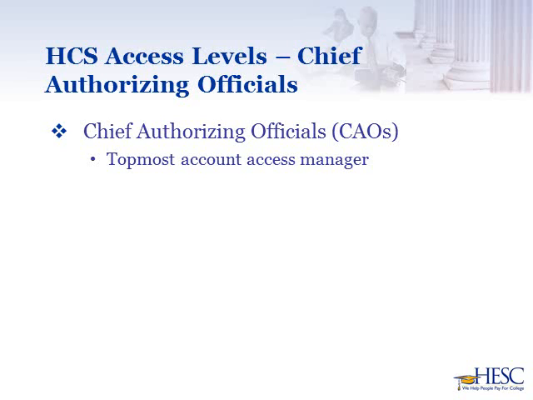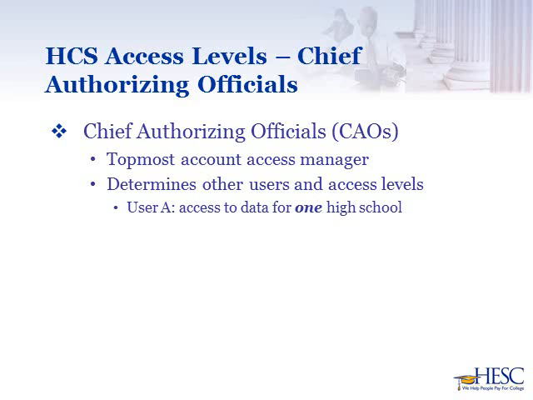The CAO is responsible for determining other users who will be granted access to the FAFSA and TAP application status data and the level of access for each user. For example, a district-level CAO may authorize user A with access to data on students from only one high school within your district, while user B may be granted access to data from all high schools within your district.